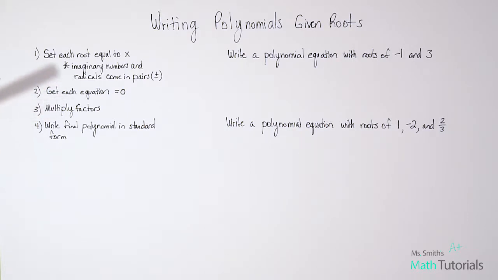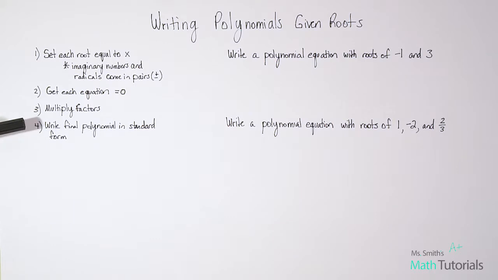We're going to set each root equal to x. And there's a very special rule we need to follow when we do imaginary numbers and radicals. Whenever we have an imaginary number or a radical, we have to remember that they come in pairs, conjugate pairs of positive and negative. So we don't have any on the first page like that, but on the second page we'll see this. Our next step is going to be to get each equation equal to 0.